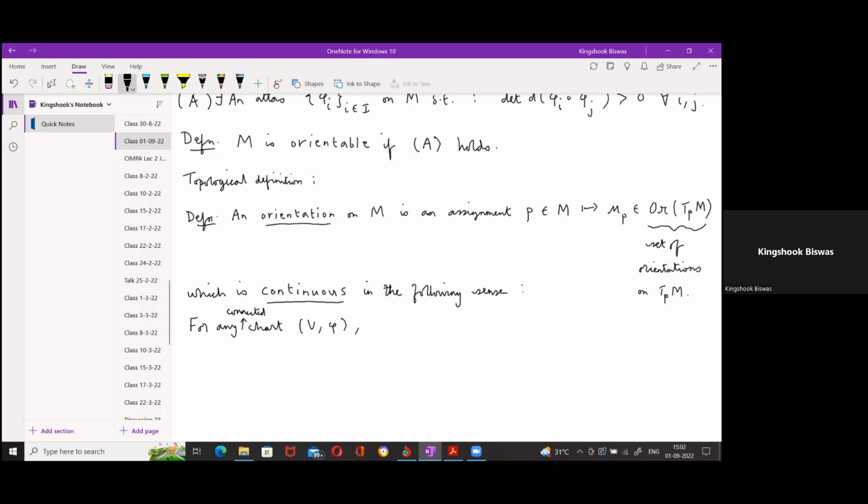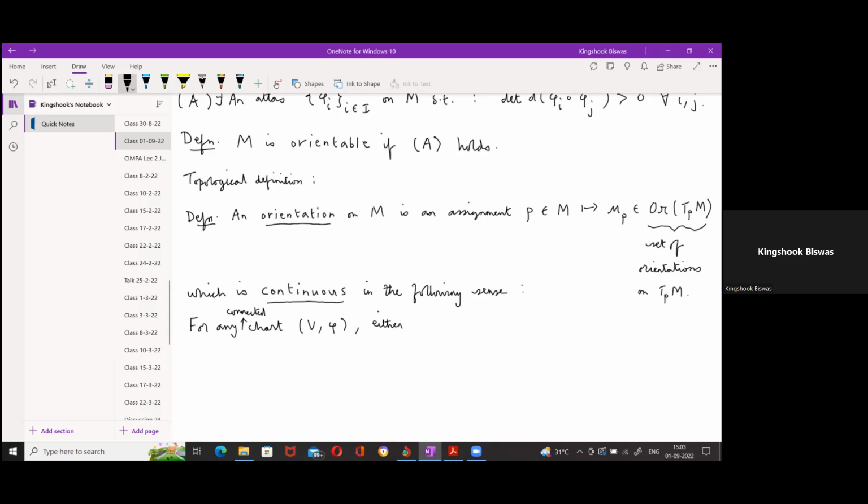Usually the charts we take are homeomorphic to balls, but just to be extra precise, I'll say for any connected chart (U, phi), we have either... So if I have a chart, then for any point P in the chart, I have my orientation mu_P on T_P M, and I have the derivative d phi at P. That is an isomorphism from T_P M to R^n.